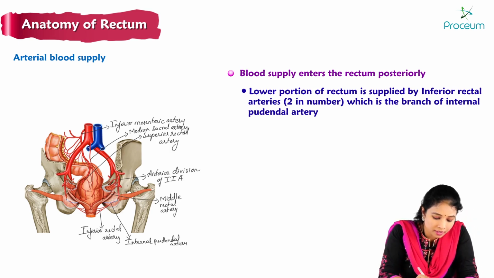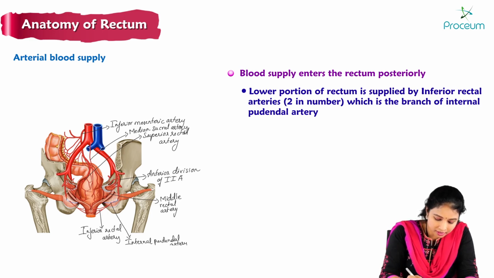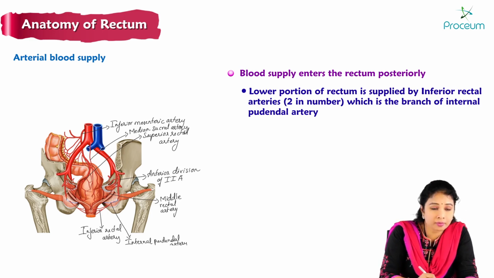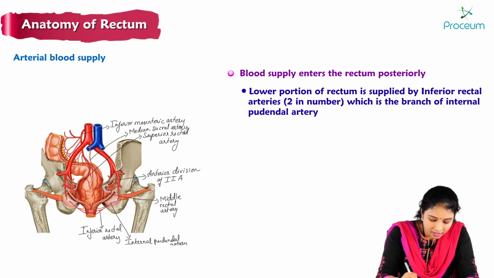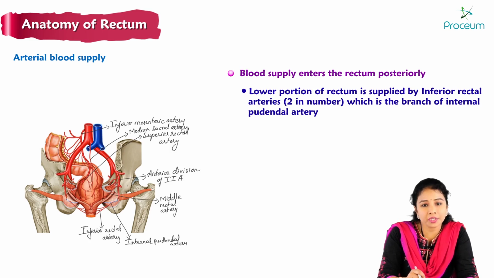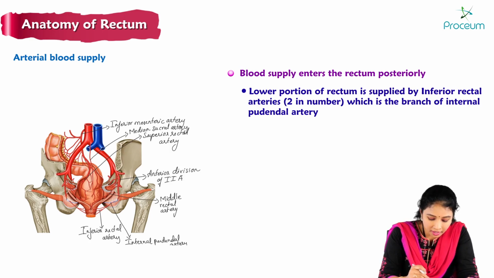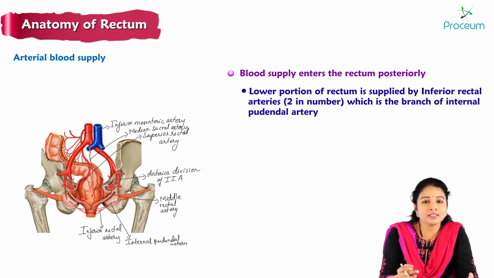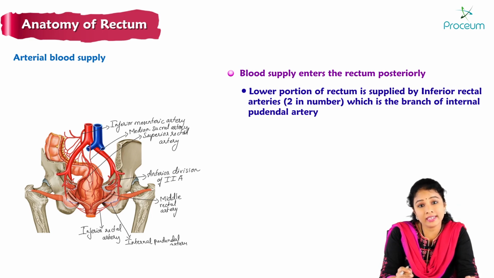So we can see the inferior mesenteric artery, which is a branch of the abdominal aorta, giving rise to the superior rectal arteries. The superior rectal arteries are branches of the inferior mesenteric artery which supply the rectum. The middle rectal arteries, 2 in number, supply each side of the rectum and are branches of the anterior division of the internal iliac artery. The inferior rectal arteries are also 2 in number and are branches of the internal pudendal artery, which is in turn a branch of the internal iliac artery.